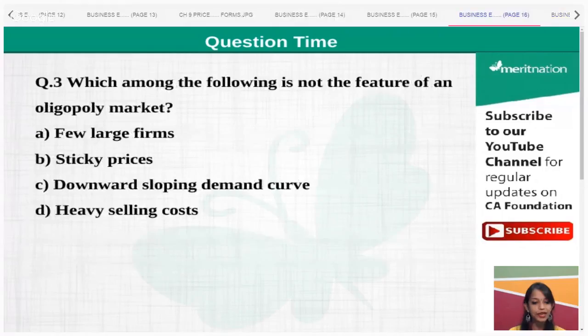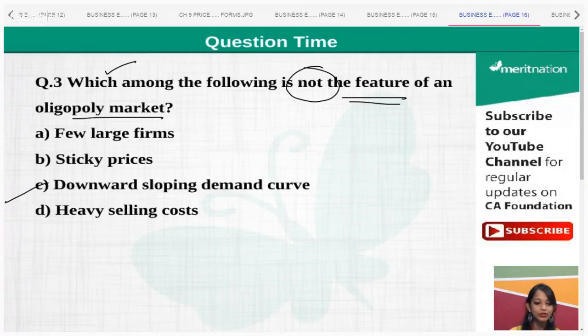Okay, next question, guys. Which among the following is not the feature of an oligopoly market, guys? Which of the following features is not an example of an oligopoly market? Right, Arun. Yes. So, which of the following is not the feature, guys? Remember, not the feature. Few large firms, sticky prices, downward sloping demand curve, heavy selling. Which of the following is not true? C. Absolutely correct. Tushar, Shivam, Tarun, Janvi, absolutely correct.